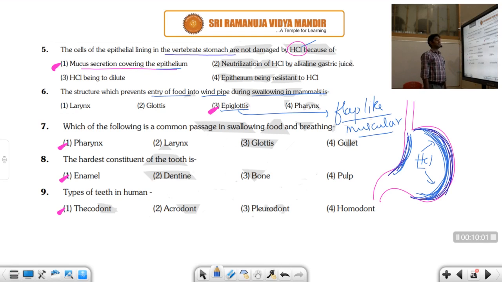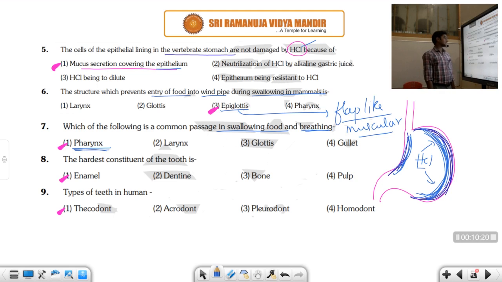Next, which of the following is a common passage for the swallowing of food and breathing? Both swallowing of the food and the breathing. What would the answer be? It is pharynx. We already discussed, no? The pharynx is actually a junction between the respiratory system and the digestive system.